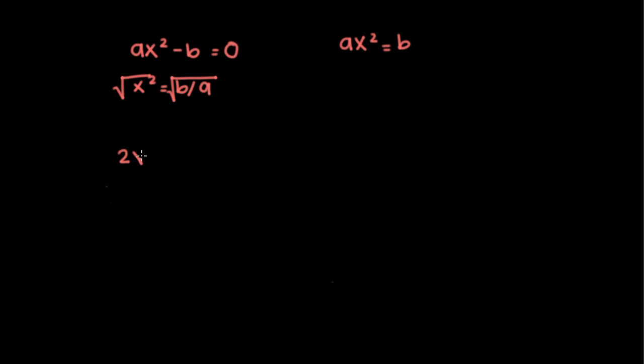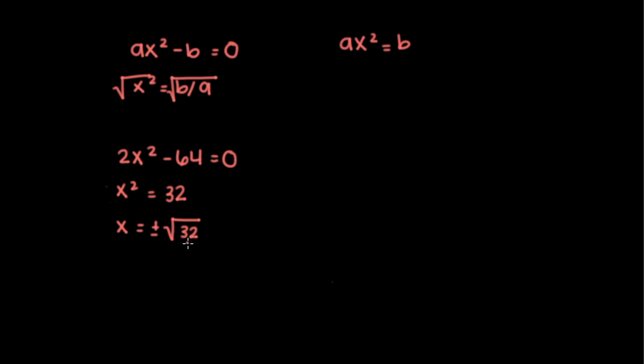Take 2x squared minus 64 equals 0, for example. We need to isolate the x squared by adding 64 to both sides, then dividing the equation by 2, leaving us with x squared equals 32. Now we can take the square root of both sides, giving us x equals plus or minus the square root of 32. Remember that there is a positive and a negative square root of any positive number.